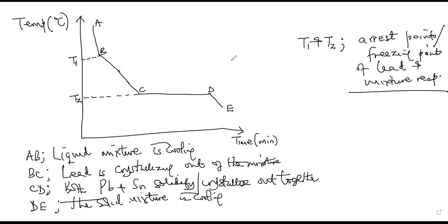So that is what we are having. That is the summary of the other. Along AB, the mixture is cooling. But along BC, lead is cooling because it had the highest composition. But along CD, the composition is reached where both solidify at constant temperature. And along DE, the solid mixture is also solidified. The solid mixture is cooling.